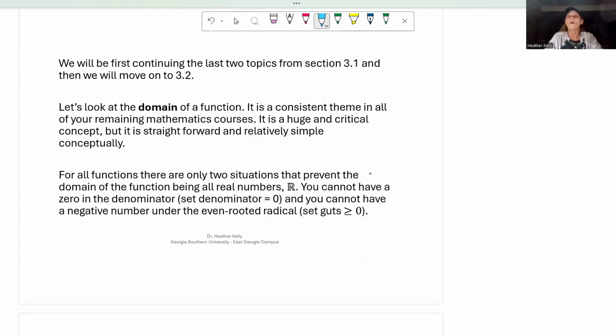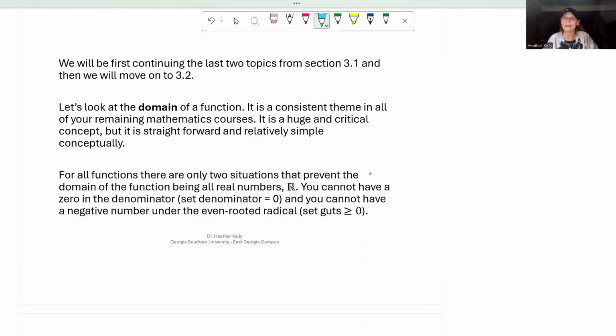Fortunately, it's really straightforward, okay? For all functions, does not matter what the function is. The craziest function you can think of, okay? Doesn't matter. There's only two situations that keeps a function from having the domain of all real numbers. In other words, there's only two situations that restrict what values you can actually put into a function, right?